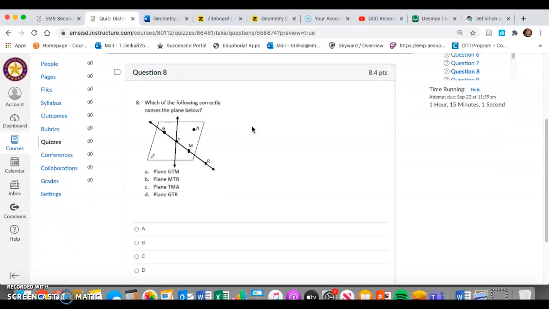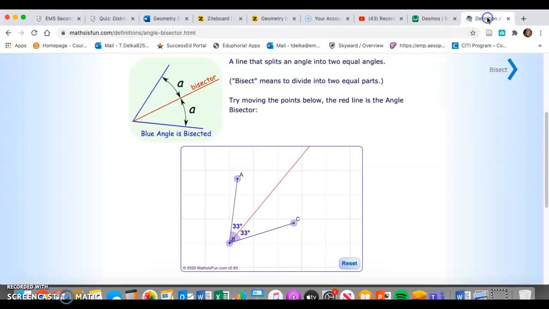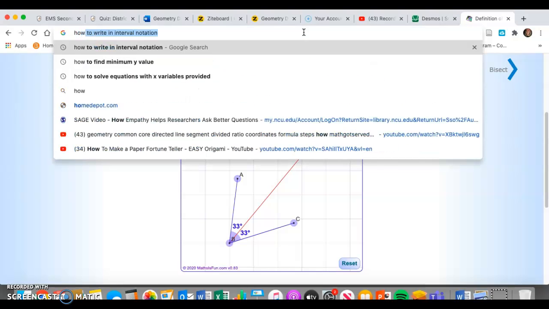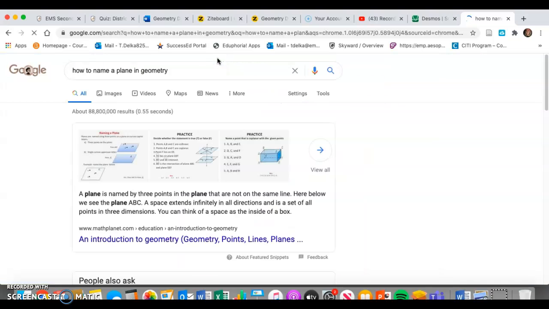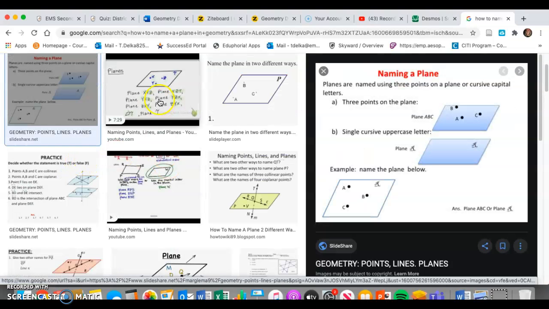The next thing here, it says, which of the following correctly names the plane below? Now listen, we talked about lines, segments, rays, and points, but we did not talk about naming of planes. So we're going to go ahead and talk about that. So here, how to name a plane in geometry.